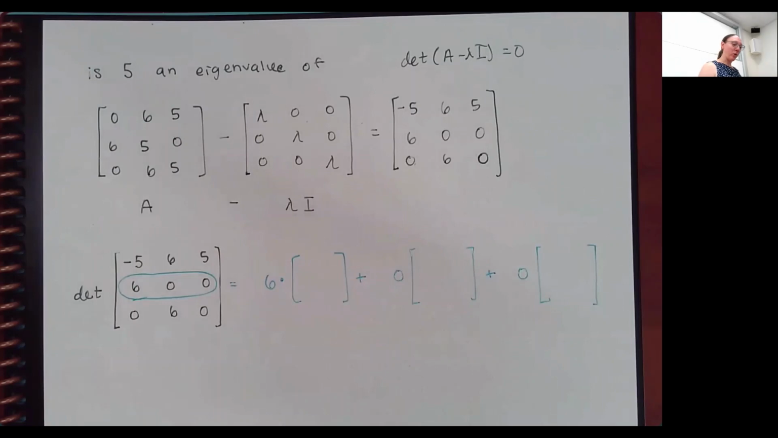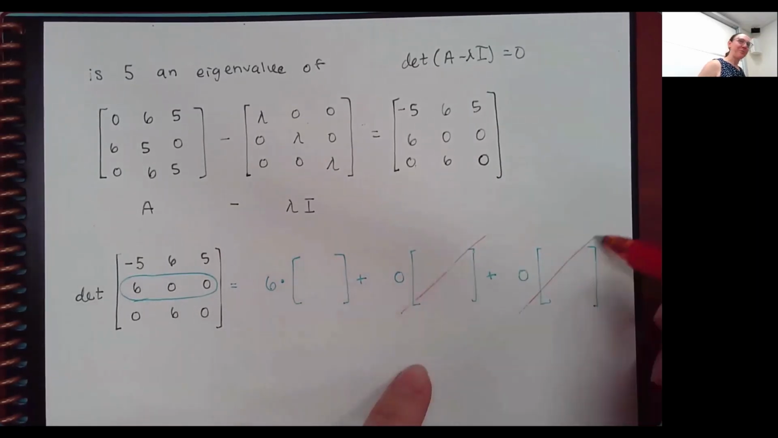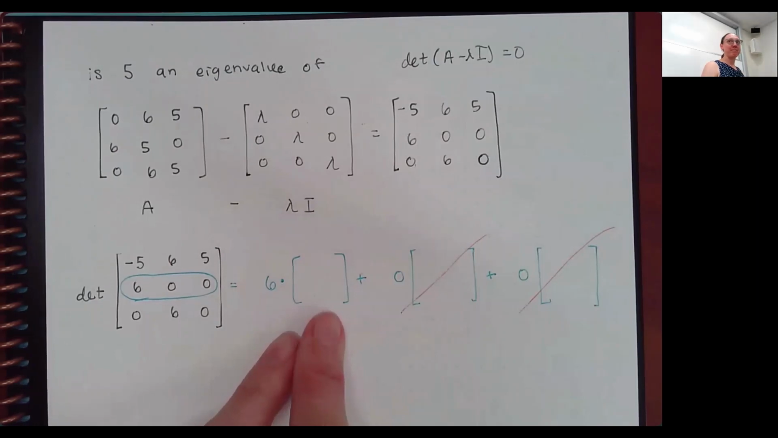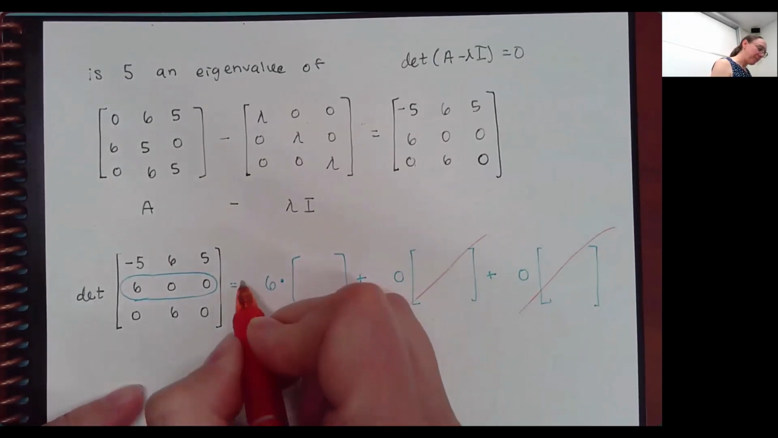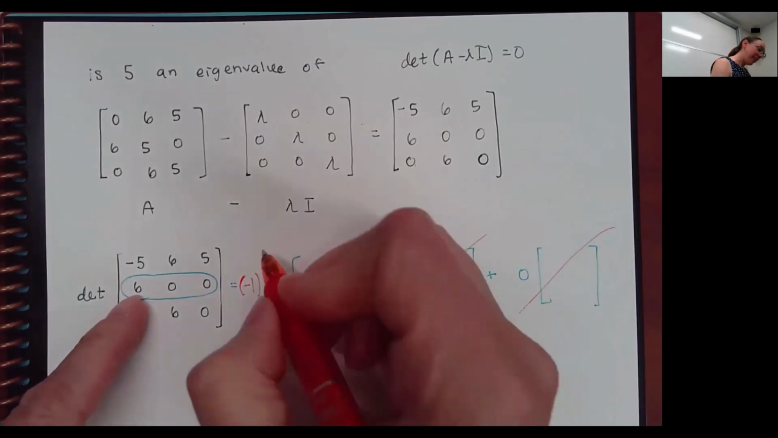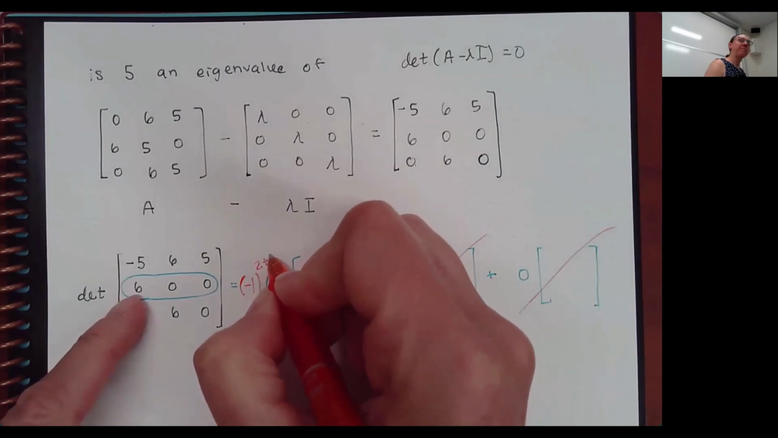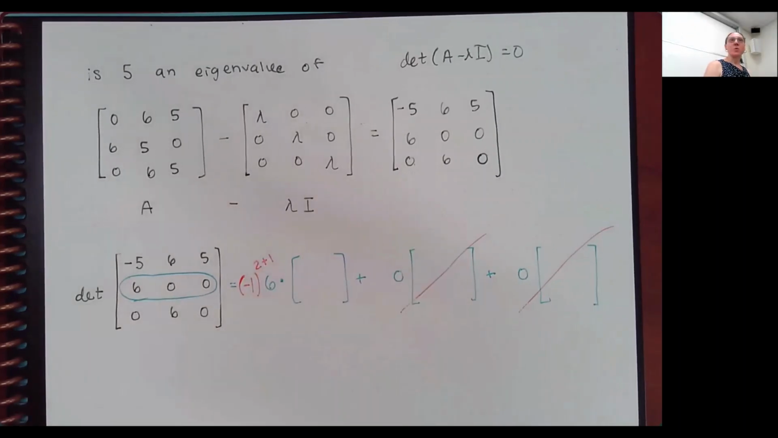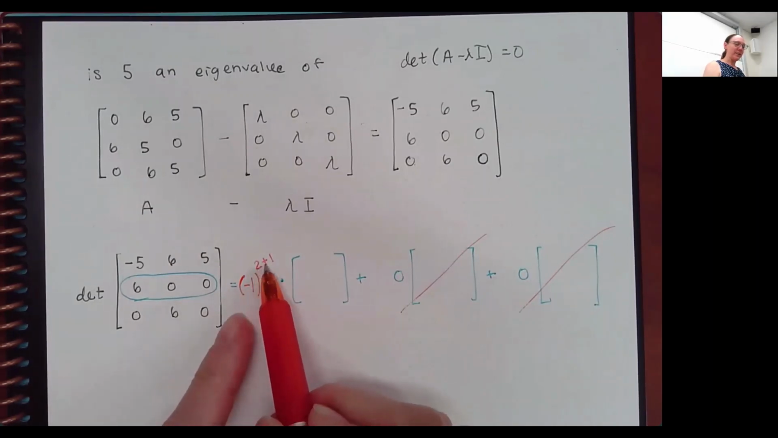Now, the cool thing is the reason that I've chosen a row or a column with zeros is no matter what I put in this matrix, 0 times that is 0. So by choosing something with zeros, I can ignore these two, and I just have to focus on this. That number 6 is in the second row, first column. So I'm giving myself a -1 raised to the rows plus columns.